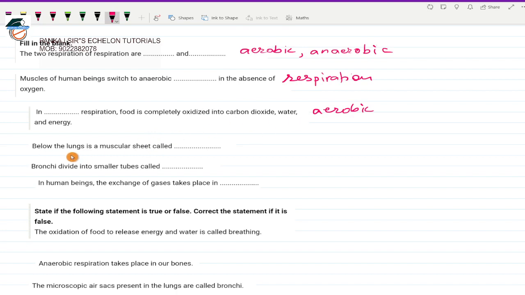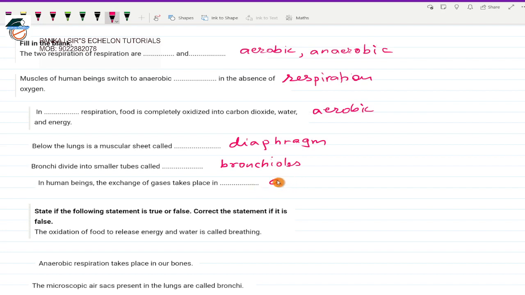Next question is below the lungs, a muscular sheet called dash. Below the lungs is a muscular sheet called diaphragm. So I'll write the answer here: DIAPHRAGM, diaphragm. Then bronchi divides into smaller tubes called dash. So the answer is bronchioles. BRONCHIOLES. Spelling is very important. Bronchioles. Next is in human beings, the exchange of gases takes place in dash. In human beings, the exchange of gases takes place in alveoli.